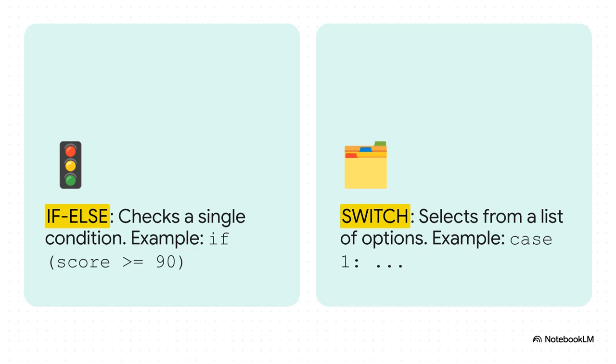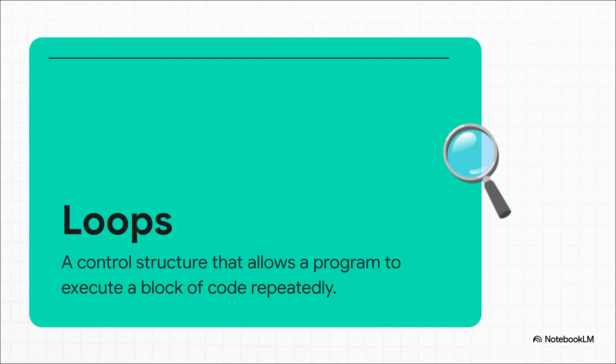Then you have the switch statement. That's more like a menu at a restaurant, perfect for when you have a whole list of specific options to choose from. Now, for doing things over and over, we use loops, and their purpose is simple, but it is so profound. Automation. Instead of you writing the same line of code 1,000 times, you write it once and just tell the computer how many times to run it. This is the real engine of computational power.